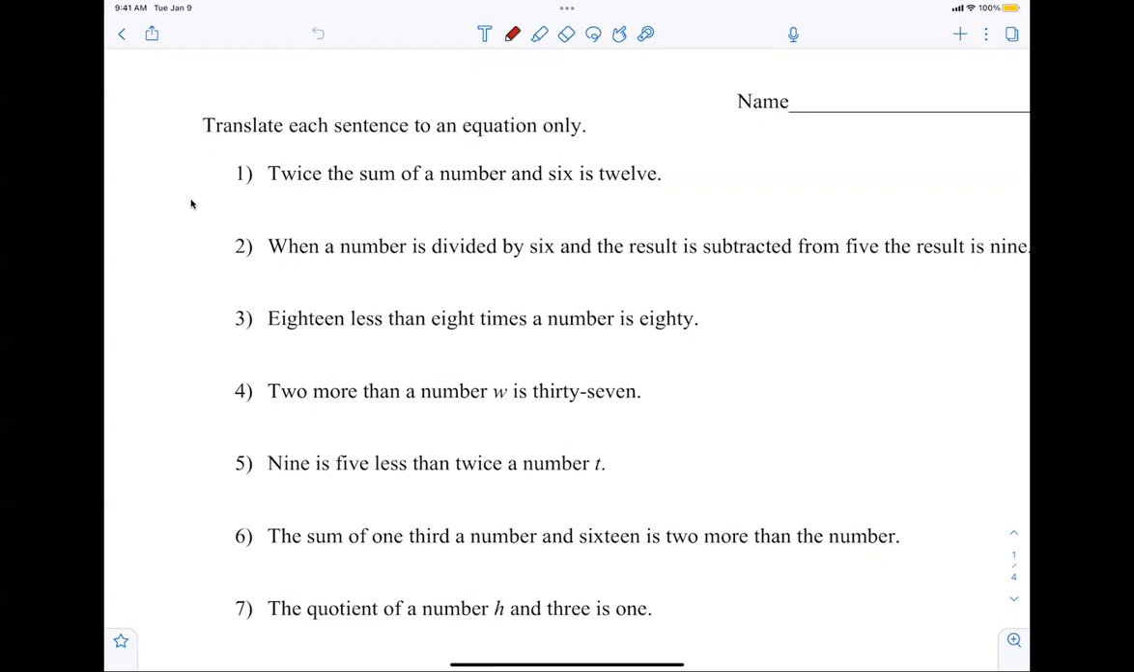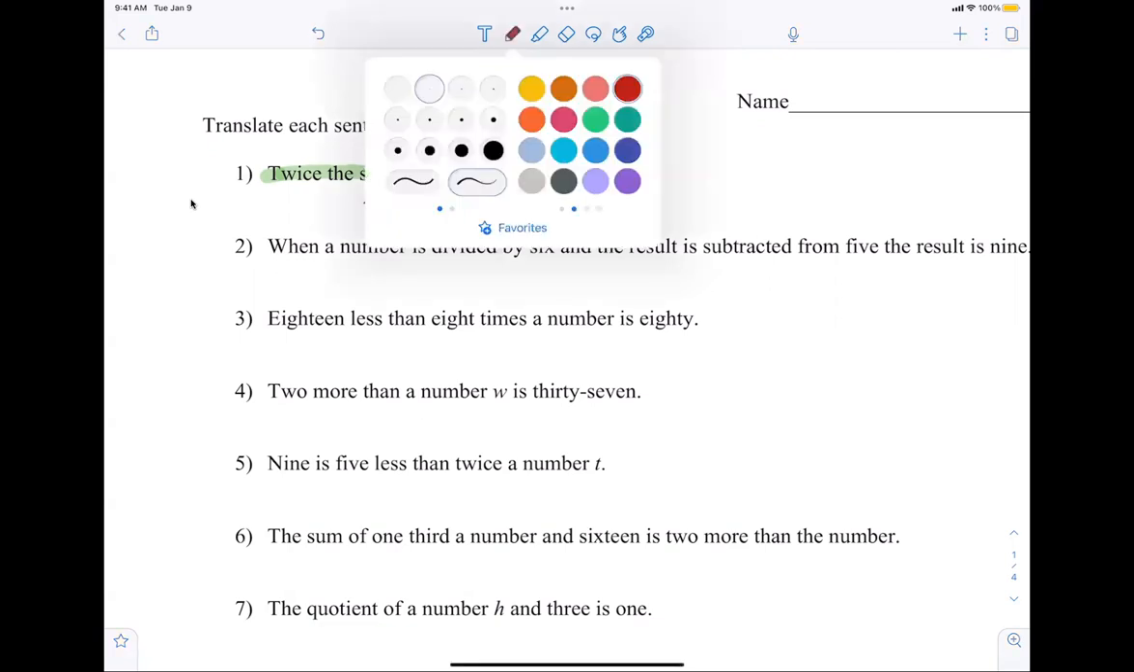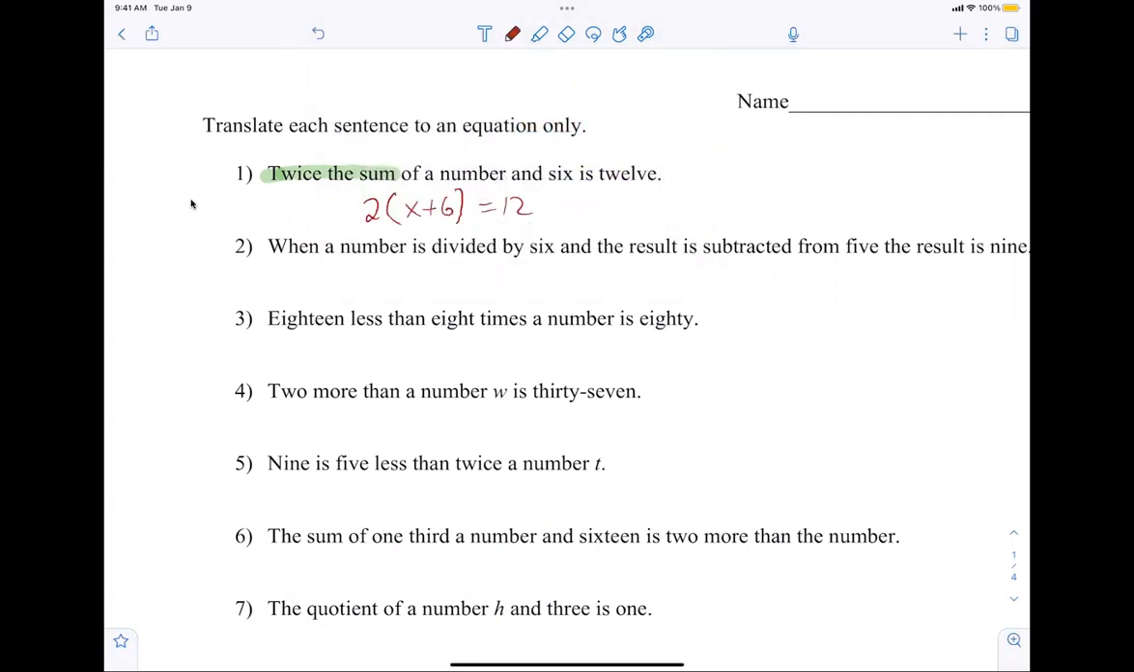Now, I said it's easy doing these. If you can remember one of these rules, twice the sum. What does that require? Parentheses. Thank you. So why don't you go ahead and tell me how to do the first one? 2 parentheses x plus 6 parentheses equals 12. You are amazing. That's really good, buddy. I appreciate that.